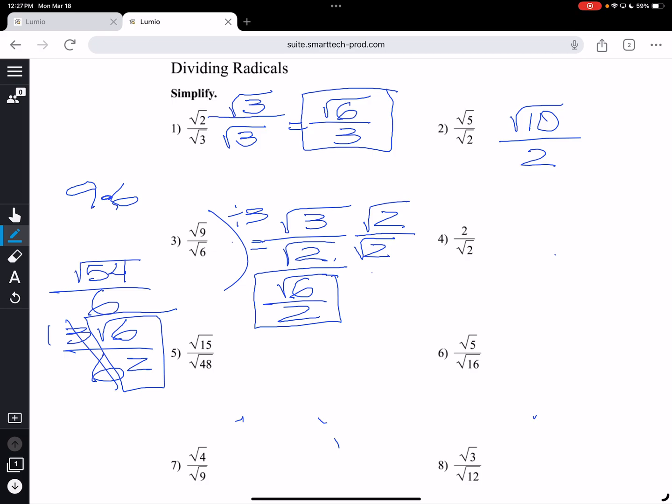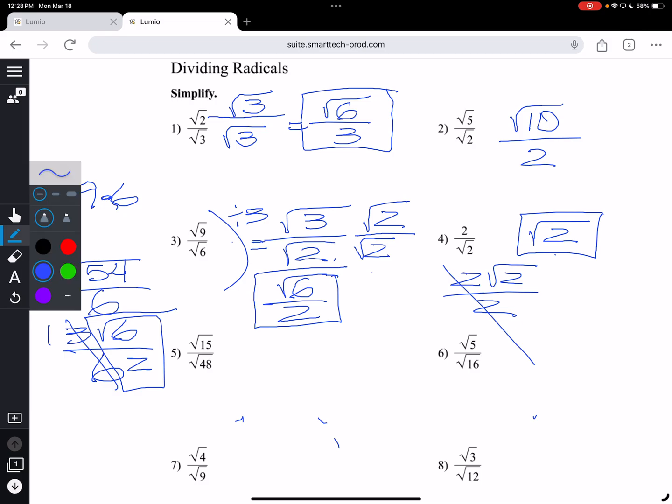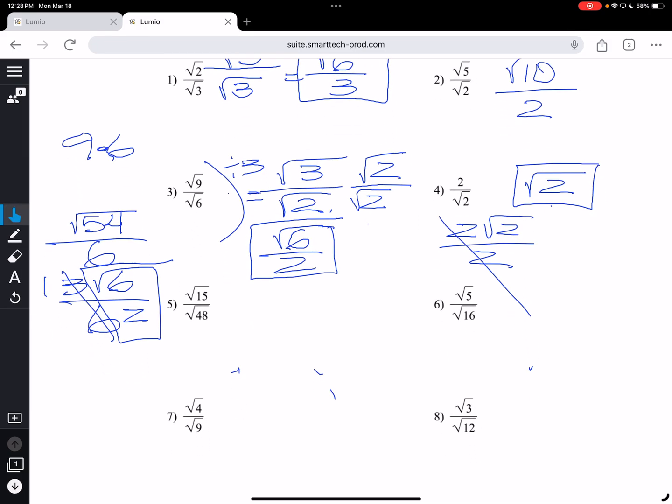You do number 4. Several of you are hanging, so I'm assuming you have it. What did you get? Just radical 2. I got 2 radical 2 over 2. Right. You got this, 2 radical 2 over 2. You have to simplify. So you simplify it, you get radical 2.